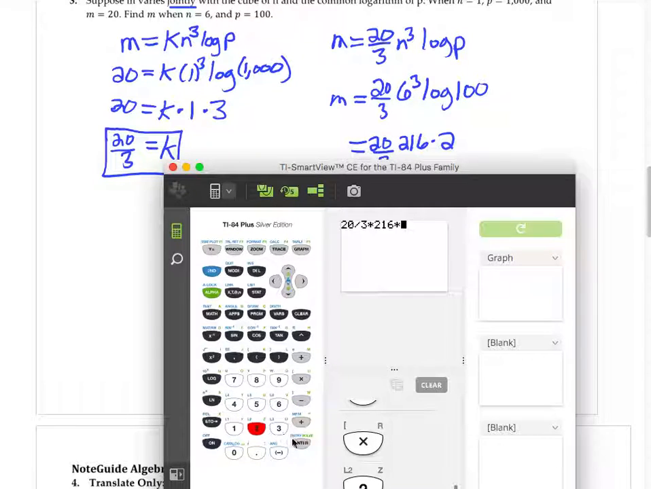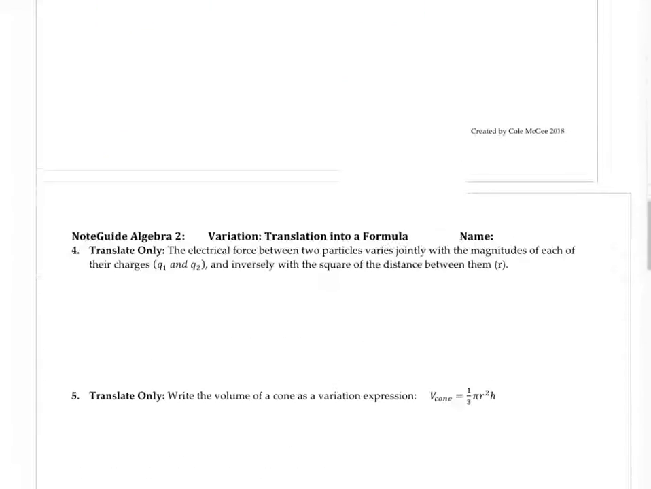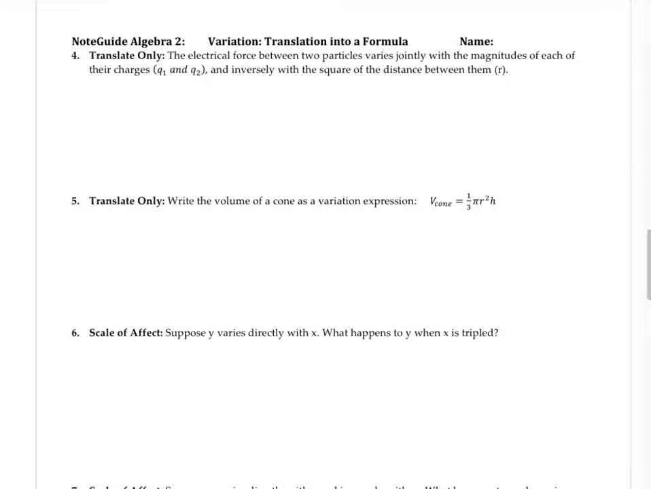And I need to go times 2. So it looks like I got 2880. So that's the example, the answer on this one. Okay, let's look at a couple other problems.